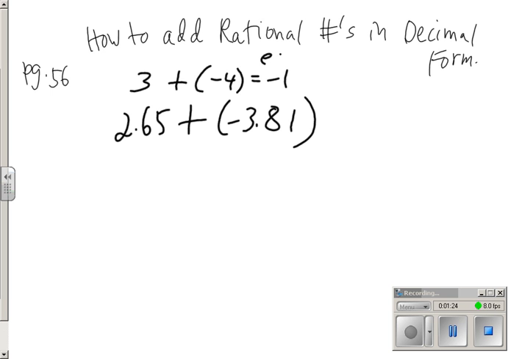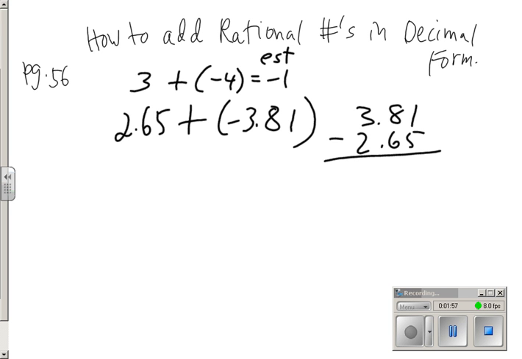That's our estimation. So looking back at those numbers, how am I going to manipulate 2.65 and negative 3.81 to get an answer of negative 1? Well, I asked the same question as before. What do I have more of, positives or negatives? I have more negatives. The difference between how many negatives I have and how many positives I have is going to tell me my answer. So difference means subtraction. If I take the larger of the two and subtract the smaller of the two, I will get the correct answer.